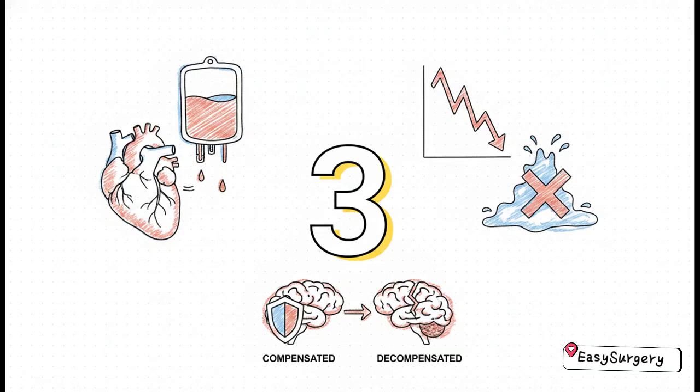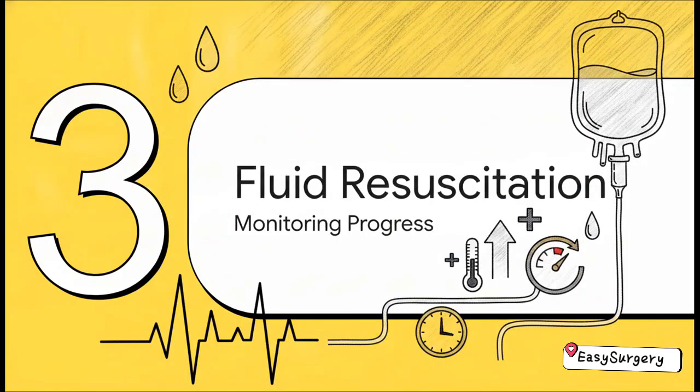But once you hit Class 3, the patient has lost 30 to 40% of their blood volume. This marks the decompensated phase, where the body literally cannot mask the fluid loss anymore, and that's when systolic pressure finally crashes. All right, Section 3, fluid resuscitation and monitoring.